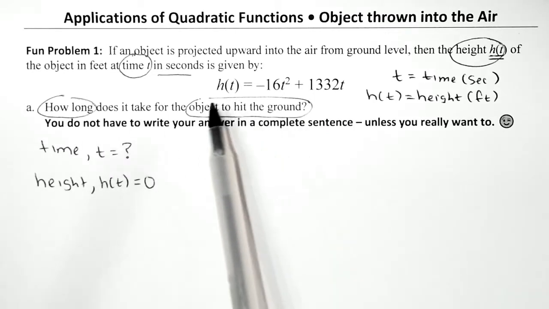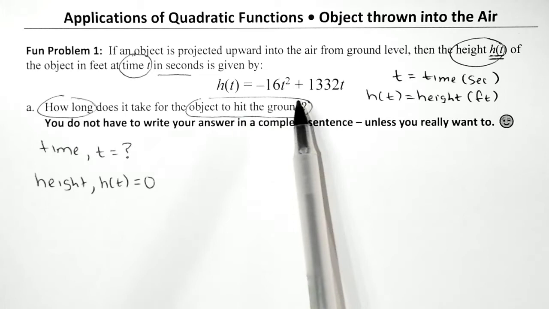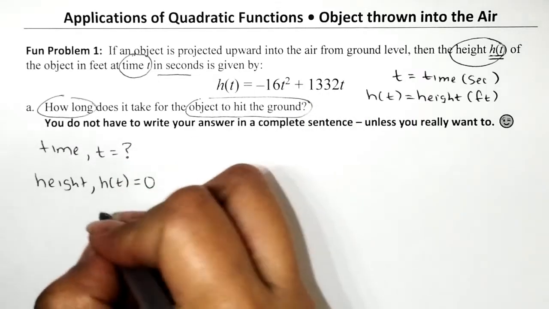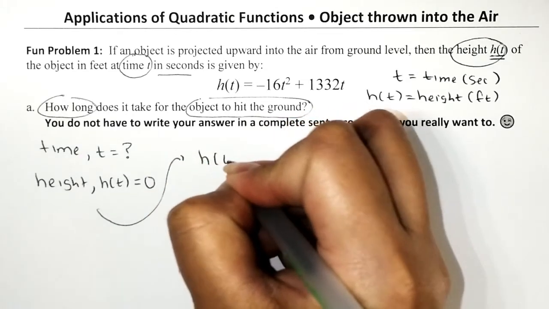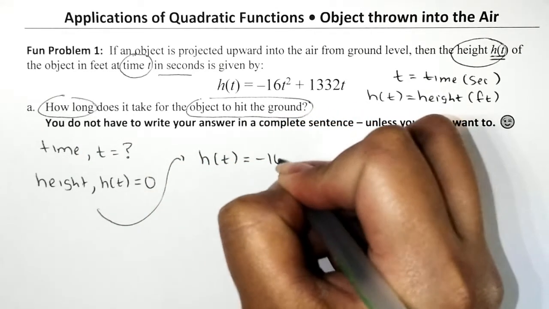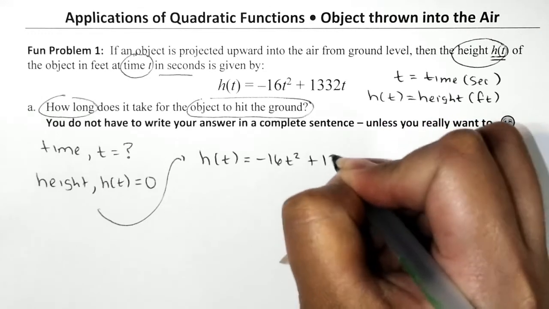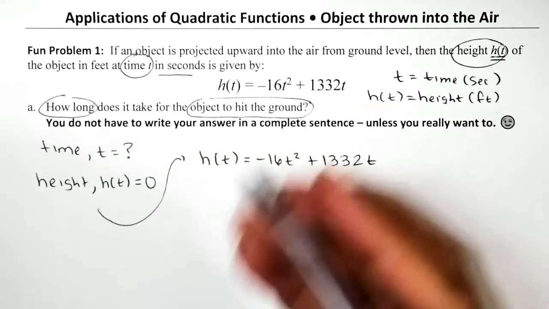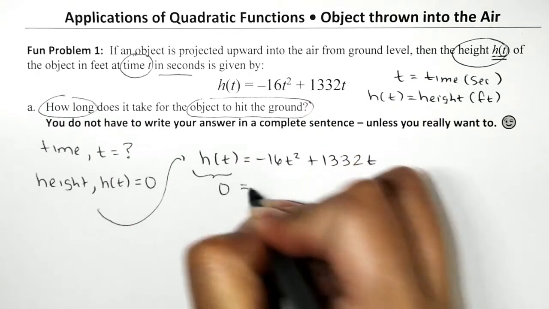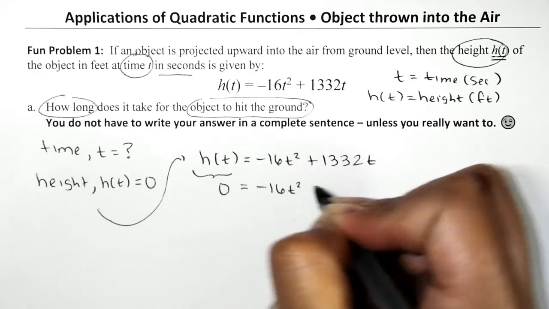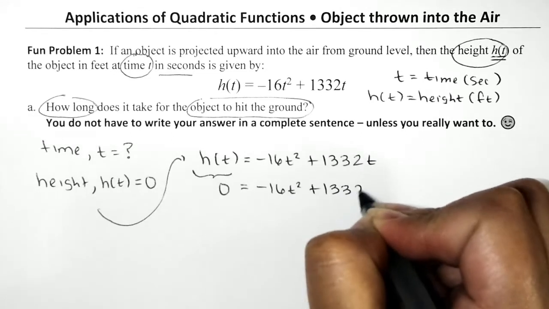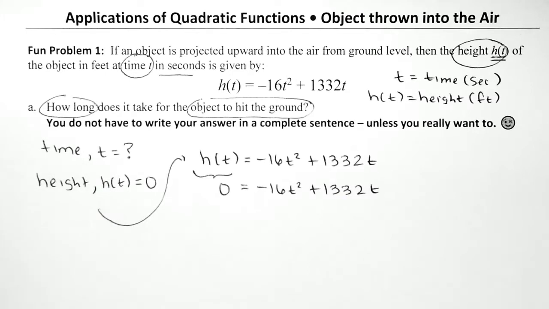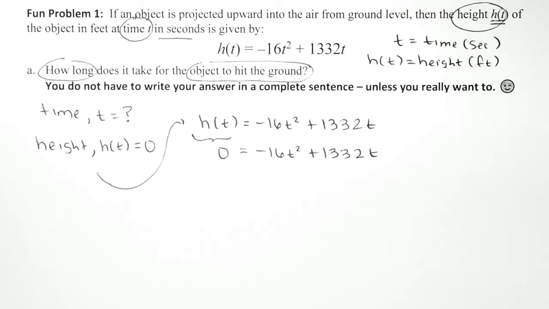So I'm given a nifty function that illustrates the height of the object at any given time. Let me go ahead and start out with the function. I'm going to write it out, then plug in what I can and solve for whatever I need to. So we know that h of t equals 0, so the height equals 0. We bring down the rest of the problem. Height equals 0, and then we want to find t.